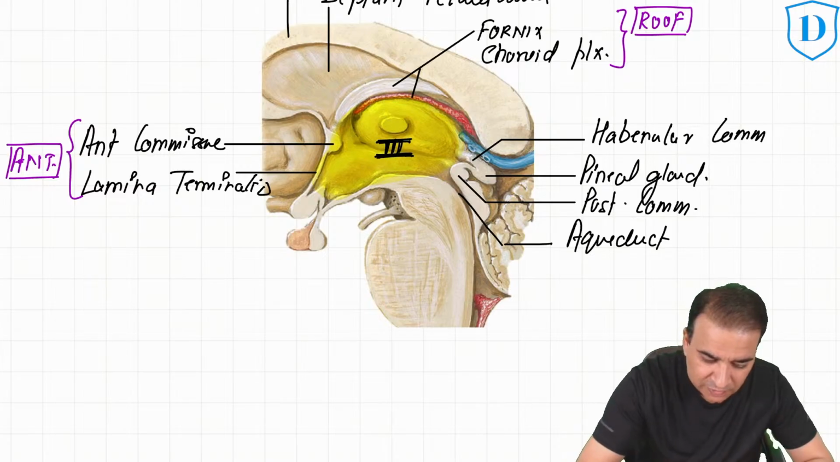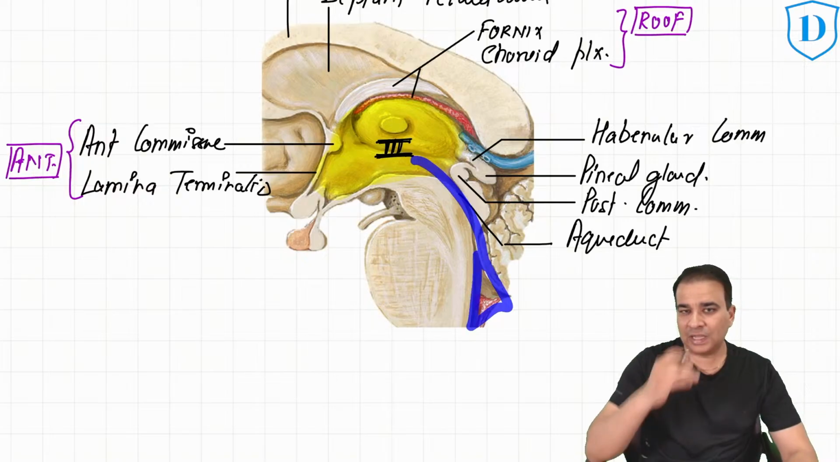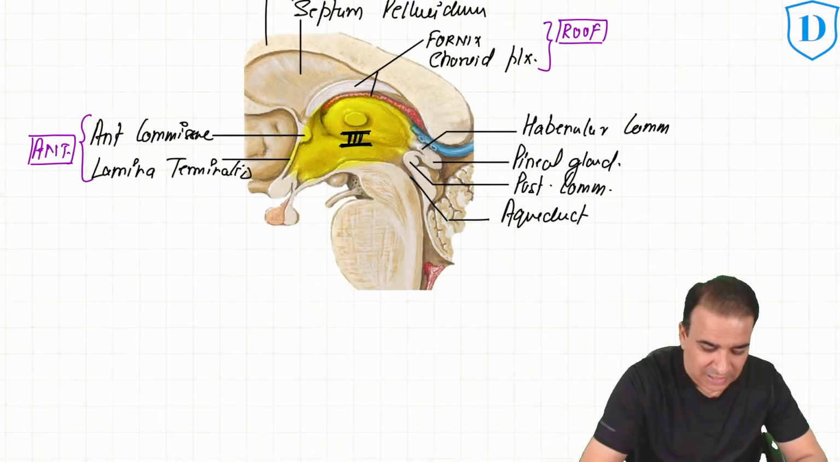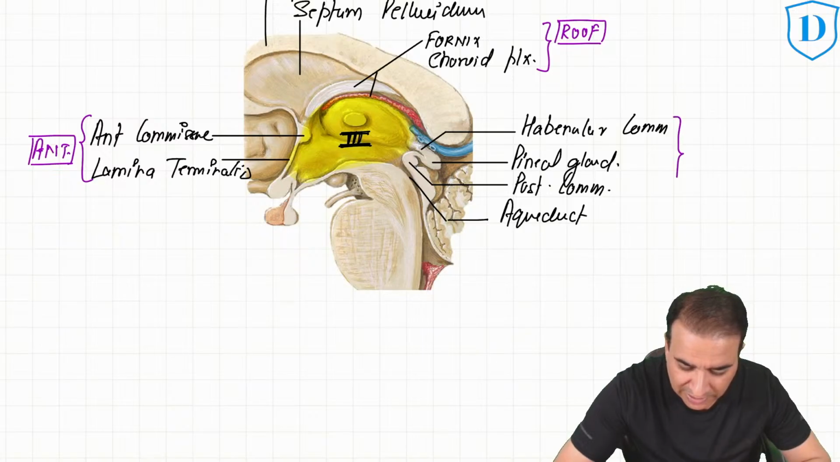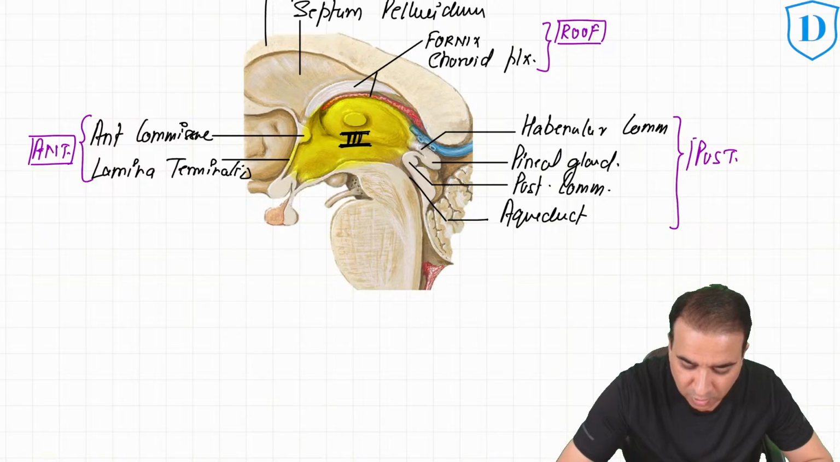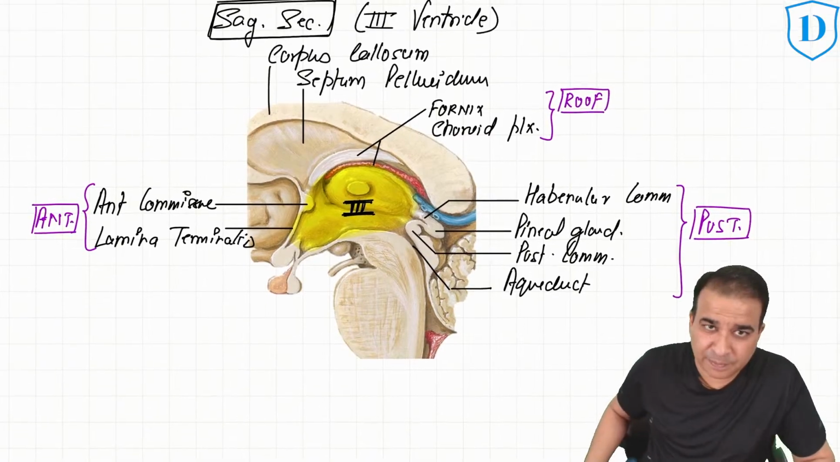This is the aqueduct of Sylvius, which is leading the third ventricle into the fourth ventricle. Third ventricle यहाँ पर, fourth ventricle यहाँ है. So that is the aqueduct of Sylvius. In the sequence, ऊपर से नीचे जाएंगे तो habenular commissure, pineal gland, posterior commissure and aqueduct, they're all forming the posterior wall of the third ventricle.